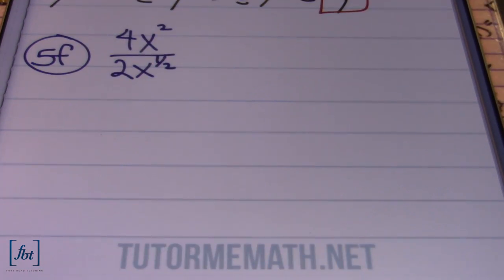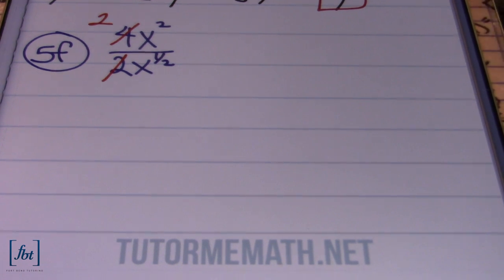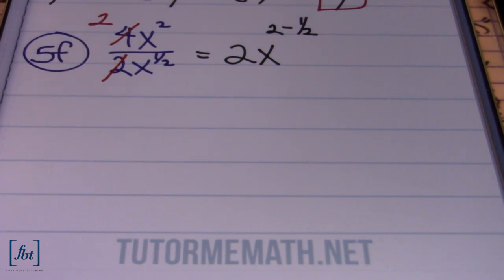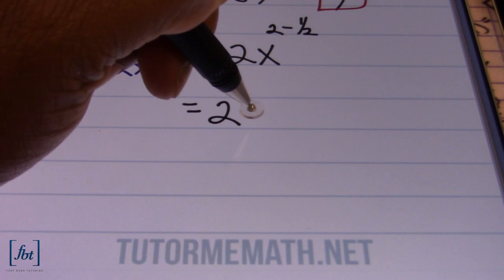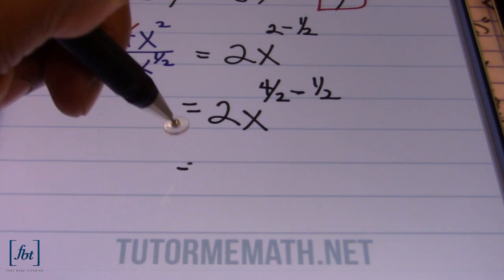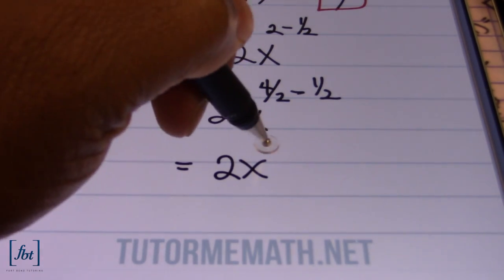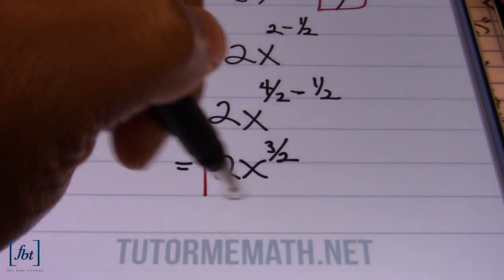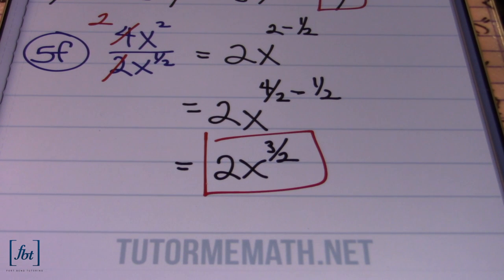Carry on. 5F. We have 4x squared divided by 2x to the 1/2 power. I know we can simplify 4 divided by 2. Well, 2 will go into 4 twice, right? So 2, x to the 2 minus 1/2. All right, so subtracting these exponents, you'll have x to the 4/2 minus 1/2. This gives me 2x to the 3/2 power. And this is my answer. I'm red boxing it. Yep. That's it. Let's move on.